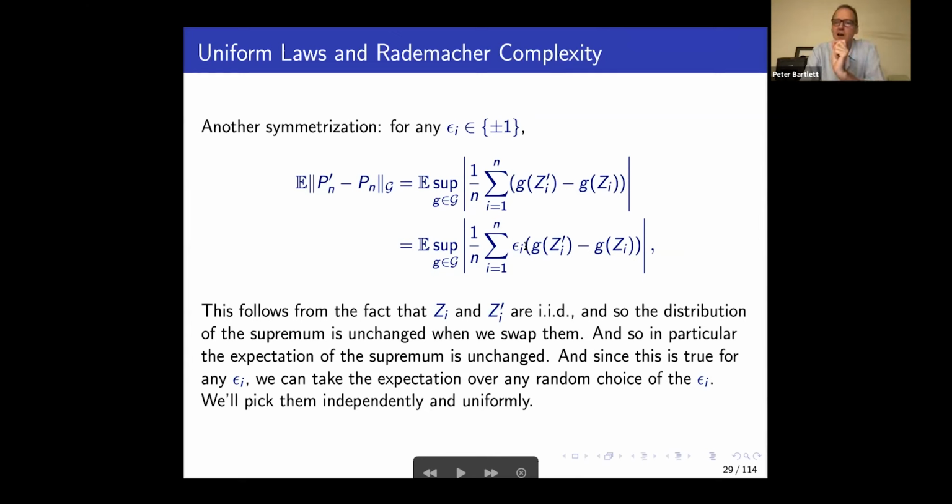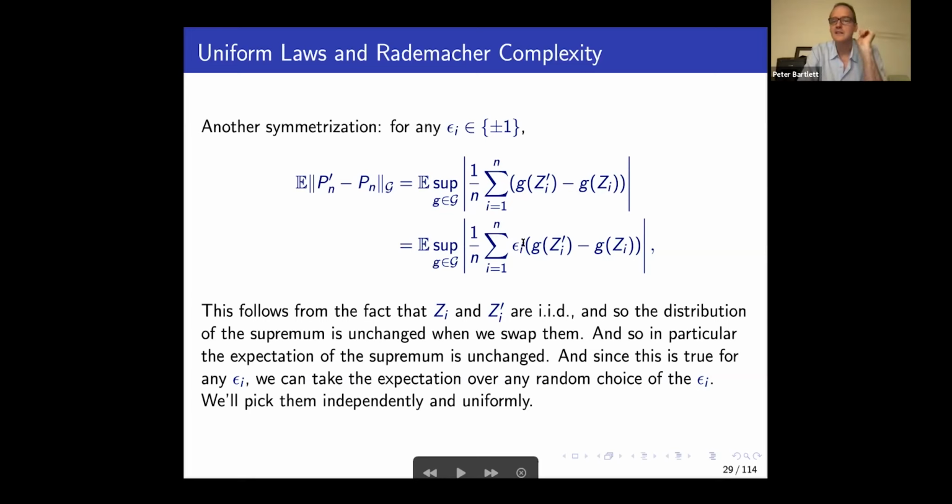Because by changing the sign, all I'm doing is swapping what I call Zi and what I call Zi prime. But these are all independent, identically distributed random variables. So I may as well have called Zi prime Zi, or called it Zi prime. It doesn't matter what I label them. They're identical in their distribution. And that means in particular that this random variable has the same distribution, and I'm just taking the expectation of that.